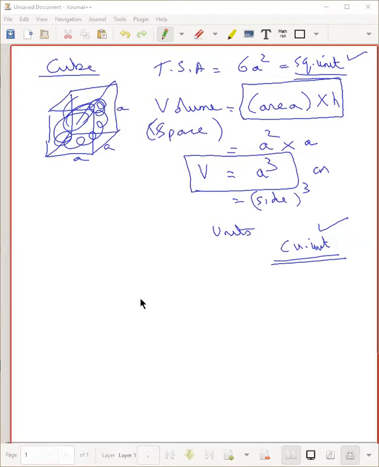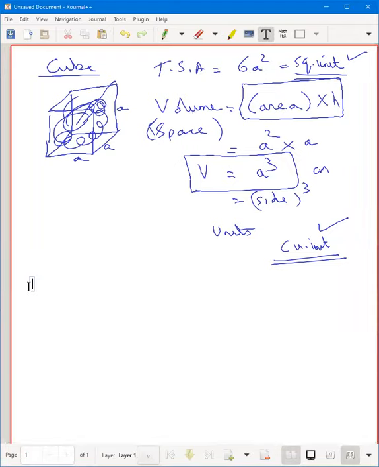Next year, we'll have something called the lateral surface area also. That is only the four sides, excluding the top and the bottom. That will be called the lateral surface area. We have that next year, not this year. Okay, let's do a quick numerical regarding a cube. Everyone solve this and send me the answer.